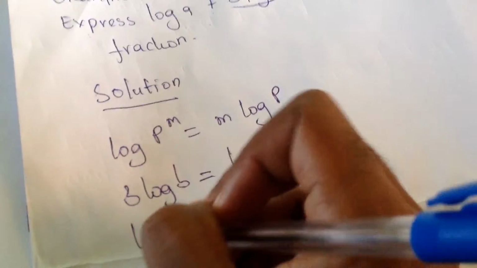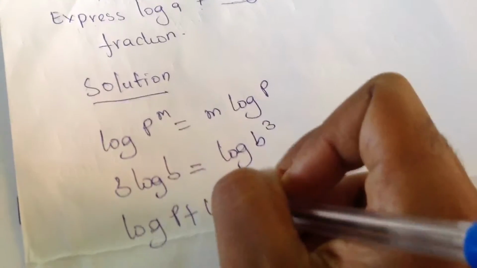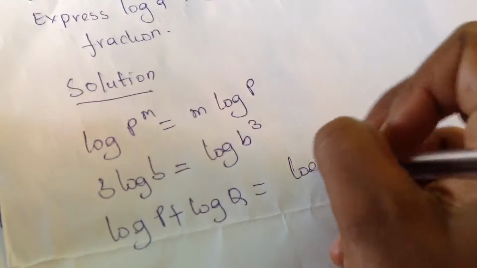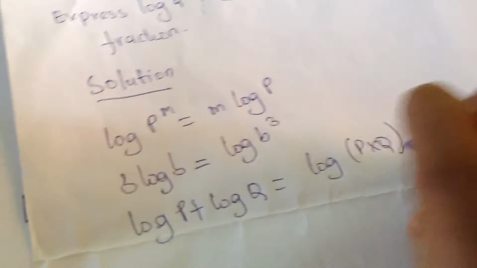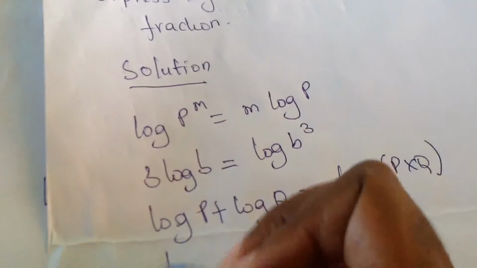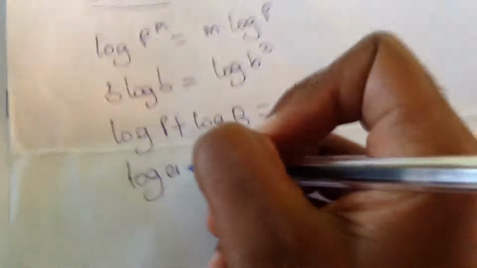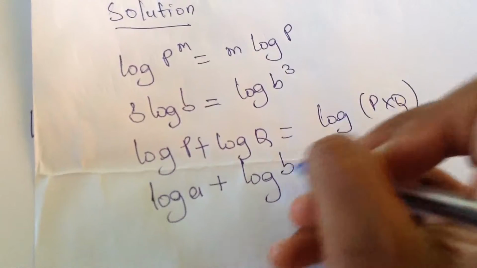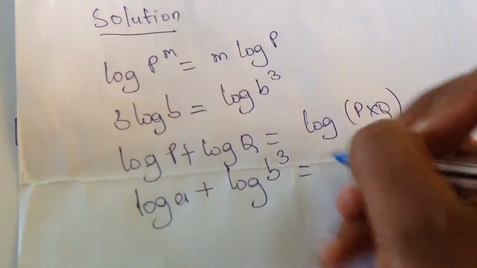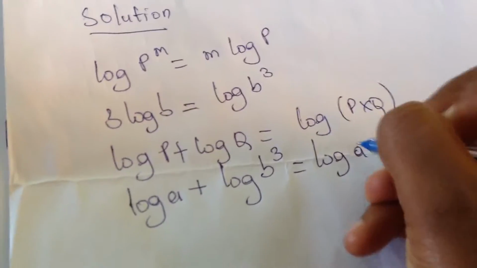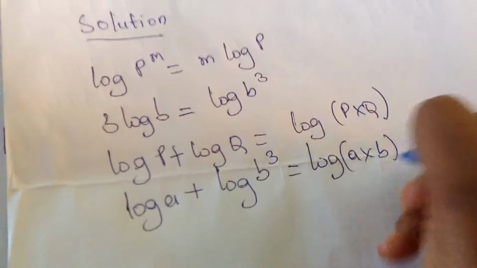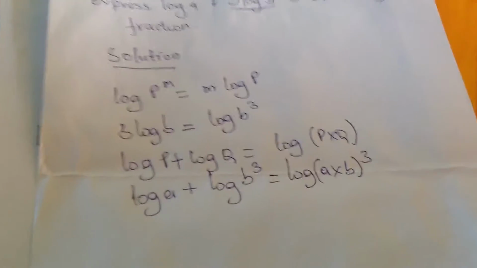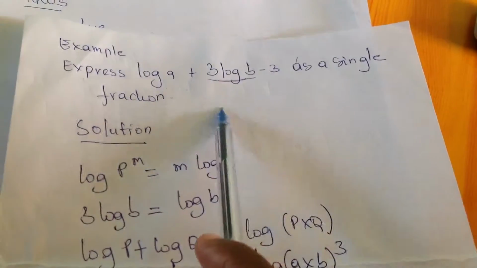I know that log p plus log q is equal to log of p times q. From my previous video, I've talked about it. So this is what I'm going to use for these two terms. It means that log a plus log b raised to the power of 3 will be equal to log of a times b raised to the power of 3. So I was able to change these two terms.